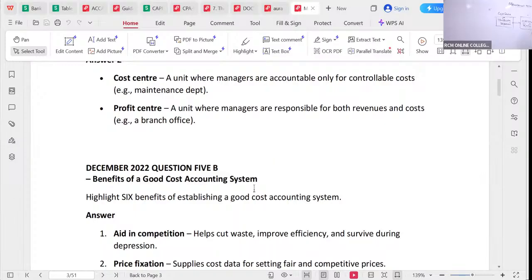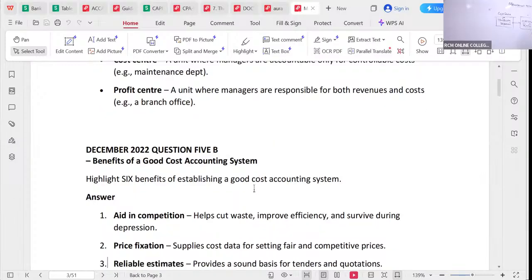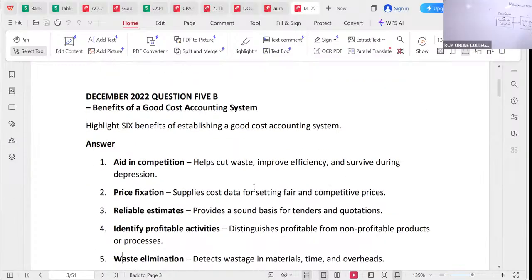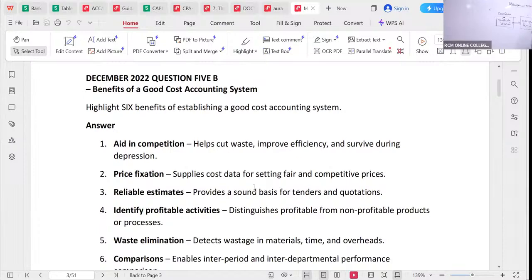Benefits of a good cost accounting system. That is December 2022, question number 5. Benefits of a good cost accounting system. Don't even look at it from a cost accounting system angle.